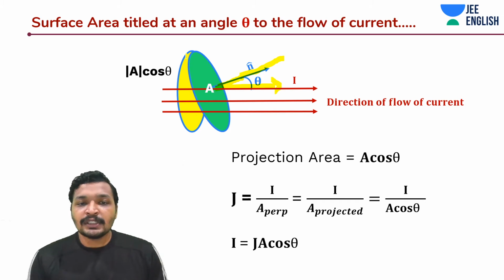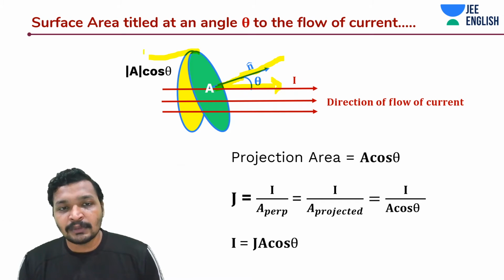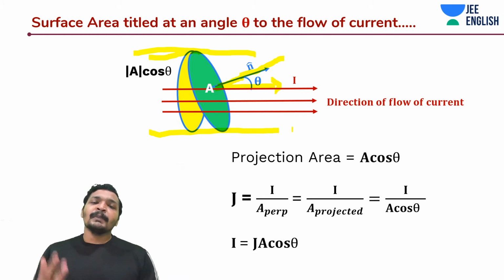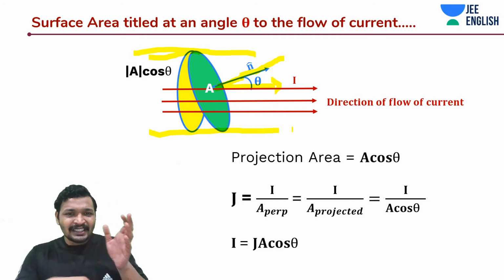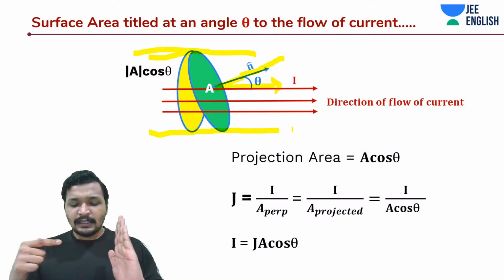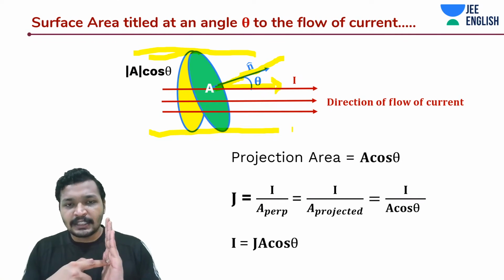This tilted area is not changing anything. It's as if the current is only flowing along a pipe. How is it flowing? It's flowing like that. There is not much difference because it is not covering the entire area. See, current is flowing in this direction, right? Let's say this is the current that is flowing in this direction.